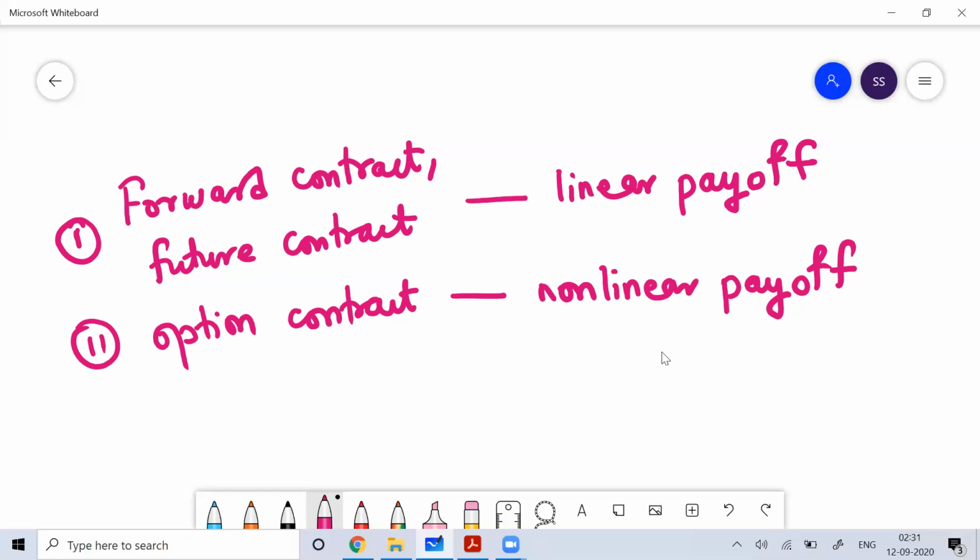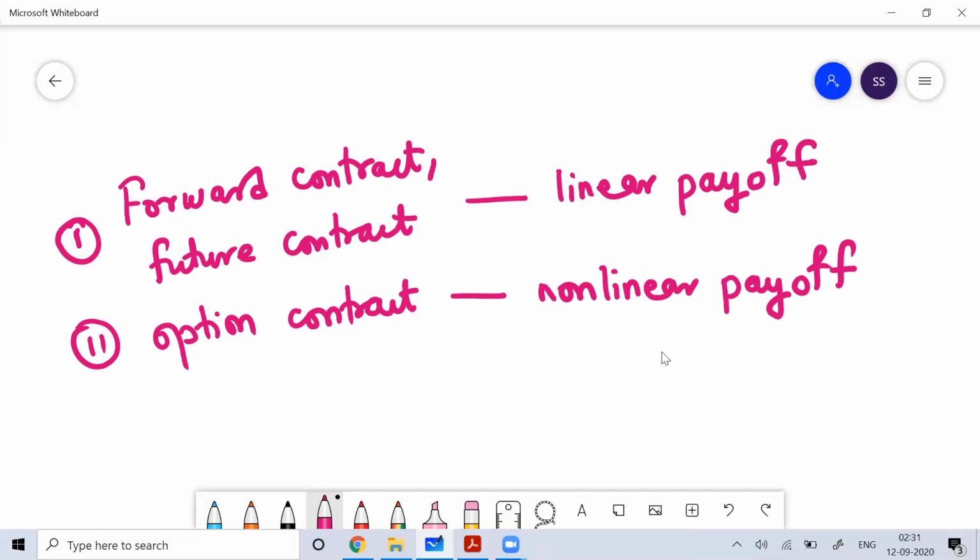How to differentiate a future contract from a forward contract, you need to understand. A future contract is a forward contract which trades over the exchange. So whenever the future contract starts, both the long and short position holder have to pay money to the exchange.